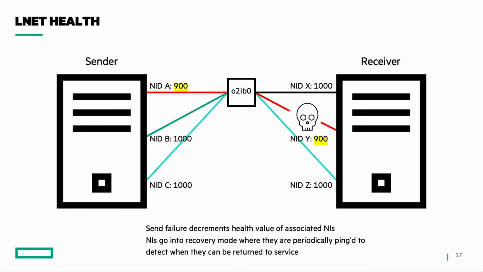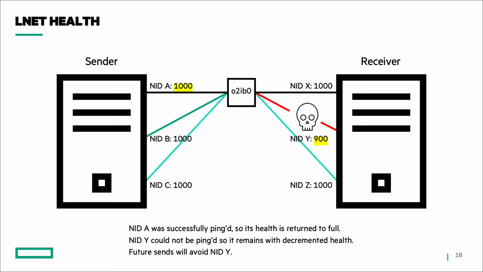Depending on how the Lustre network driver classified the failure, the sender will decrement the health value of the local NI, the peer NI, or both. In this case, we've decremented both. The NIs then go into a recovery mode where they are pinged at a regular interval. These are LNet level pings. The idea is that a successful ping will increase the health value, and it lets us know that NI is healthy and we can start using it again.